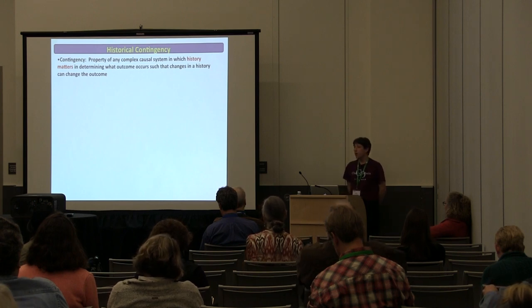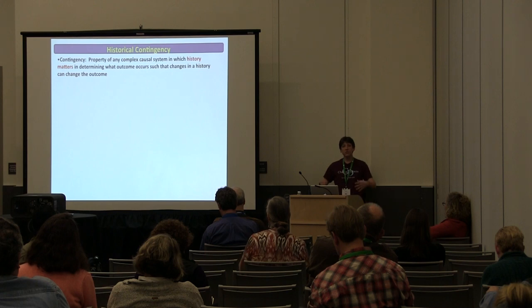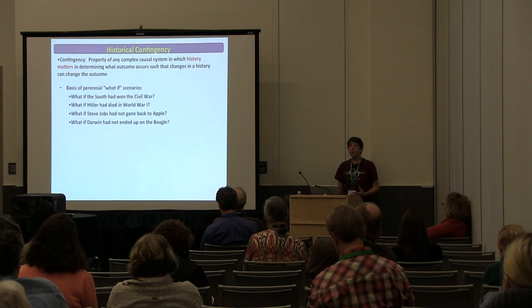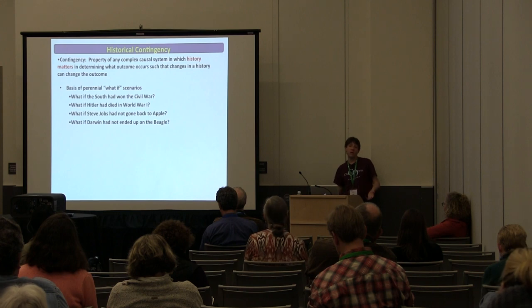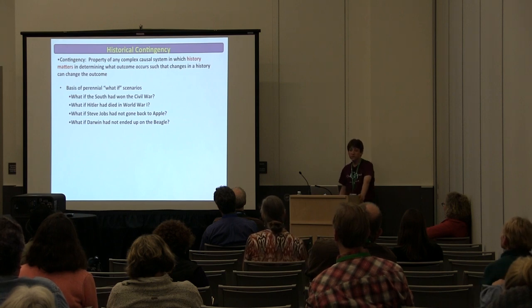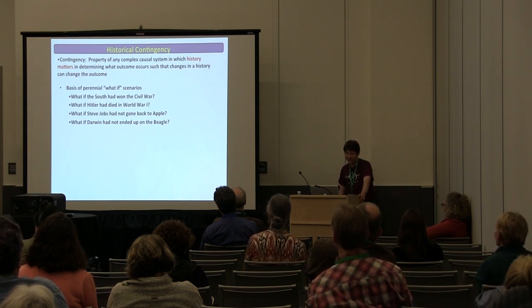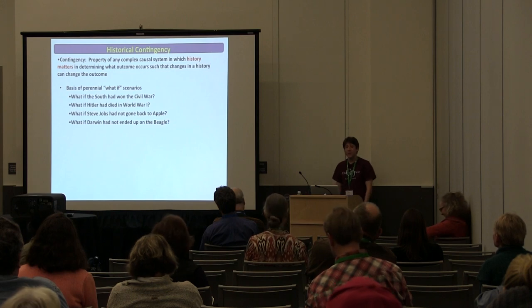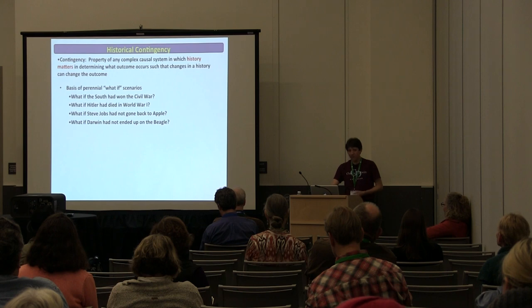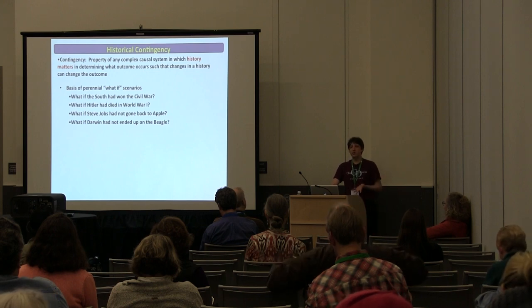And this is a property of complex causal systems in which history matters in determining what outcome occurs, such that changes in that history can change the outcome. So this is the basis of these perennial what-if scenarios that we like to entertain slash torment ourselves with. So what if the South had won the Civil War? What if Hitler had died in World War I? What if Steve Jobs had not gone back to Apple? What if Darwin had not ended up on the Beagle or had fallen overboard during one of his many bouts of seasickness? Or, you know, we do this all the time in our lives.